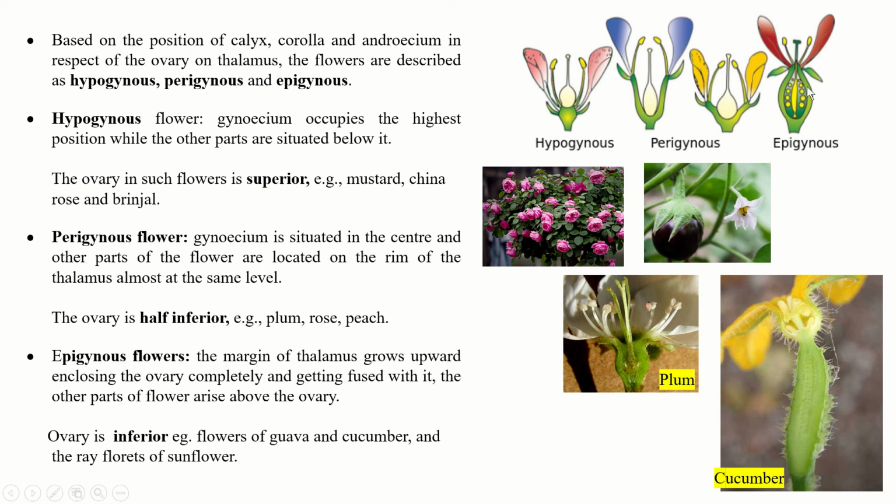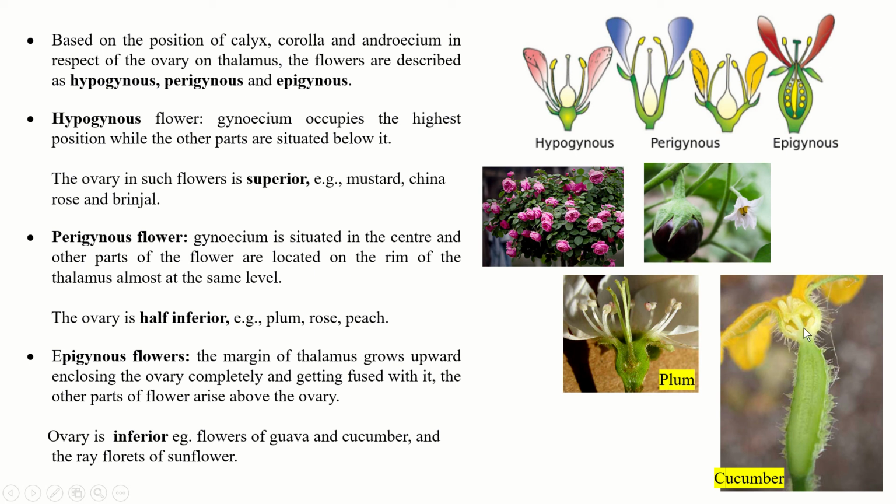Now an example of this inferior ovary is cucumber. You can see here, this is the stigma, style and ovary. These are the anthers and the ovary is situated here, which develops into a fruit.